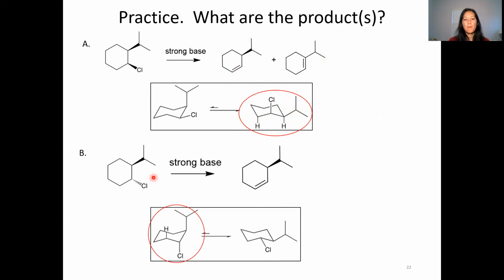The second compound, the only conformer that will react is this one where the chlorine is down, and there's only 1 hydrogen axial that can undergo E2 because there's no hydrogen here. There's an isopropyl group instead. So you'll only get 1 product, this product shown here.